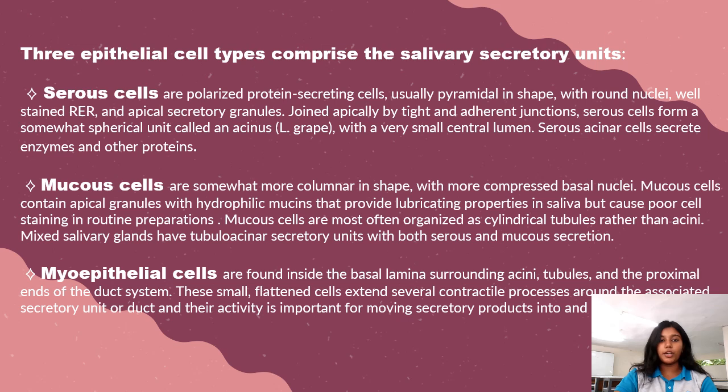The next is myoepithelial cells. They are found inside the basal lamina surrounding acini, tubules and the proximal ends of the duct system. These small flattened cells extend several contractile processes around the associated secretory unit or duct, and their activity is important for moving secretory products into and throughout the ducts.